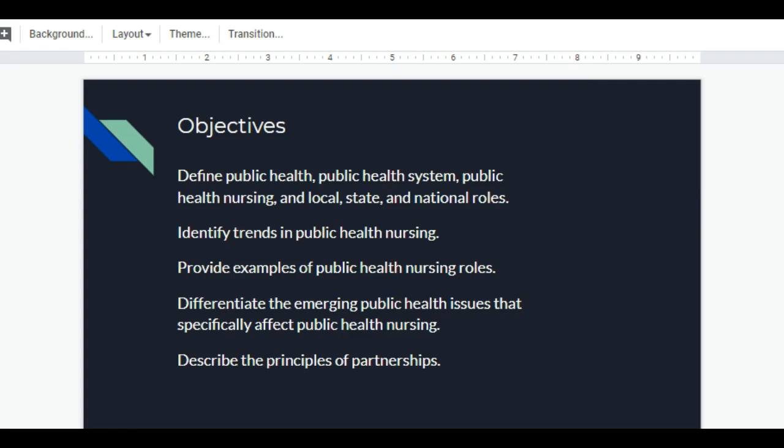Today we are going to offer some more definitions of public health. We've been doing that in this course. Some of this may be review, but I think review is good at helping us get our heads around what public health is and what public health nursing is. We're going to look at systems. We're going to look at public health nursing at local, state, and national levels. We're going to identify some trends in public health nursing and provide examples of public health nursing roles. We're going to differentiate some of the emerging public health trends, issues that specifically affect nursing. And we're also going to talk about some of the principles of partnerships in public health systems.